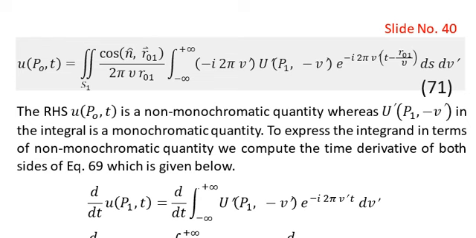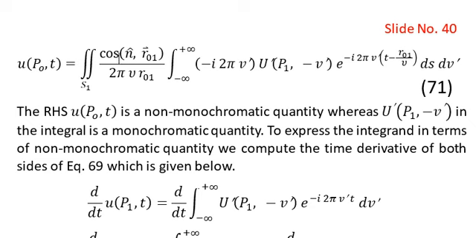So the left hand side quantity is at the point p naught, that is, the non-monochromatic field at the point p naught is given by the left hand side quantity as a function of time, and on the right hand side we have the field which is present in the clear aperture at the point p1 with a single frequency nu prime.